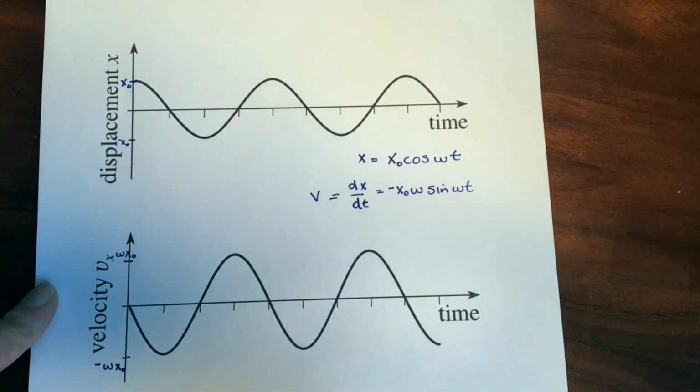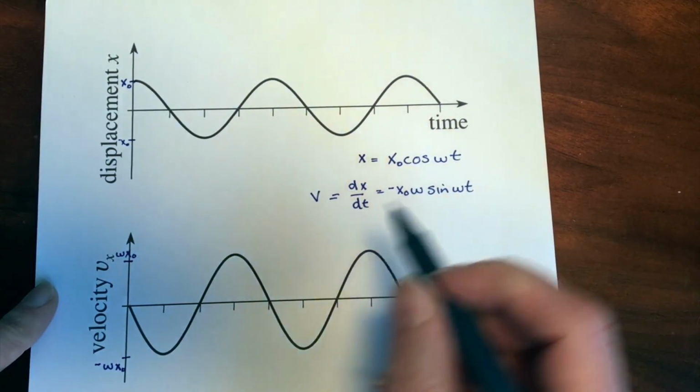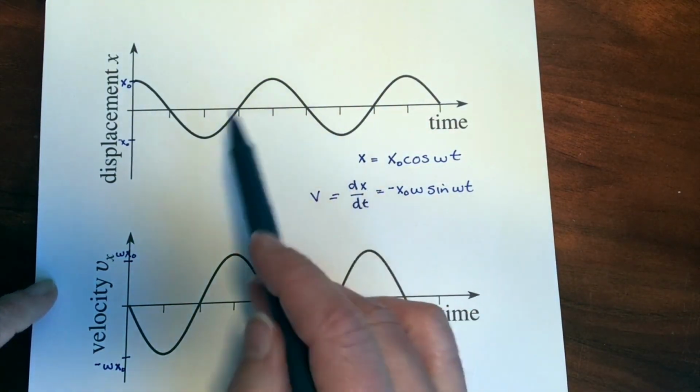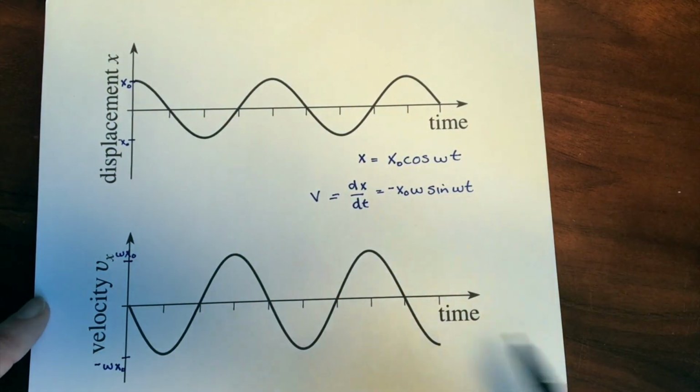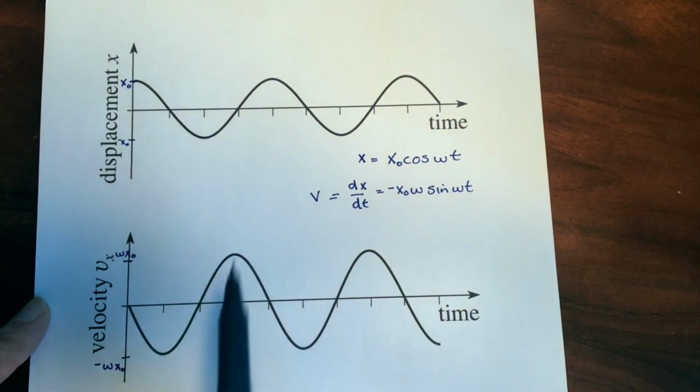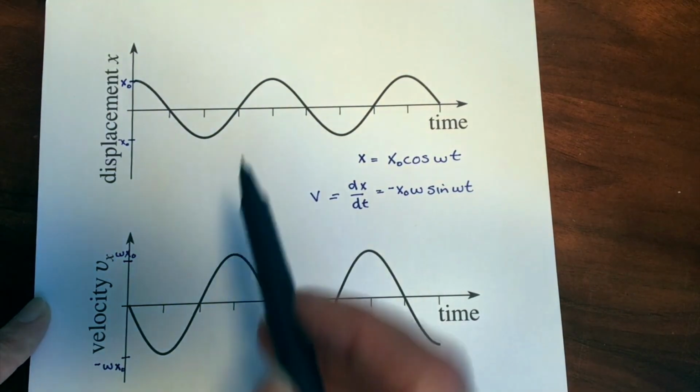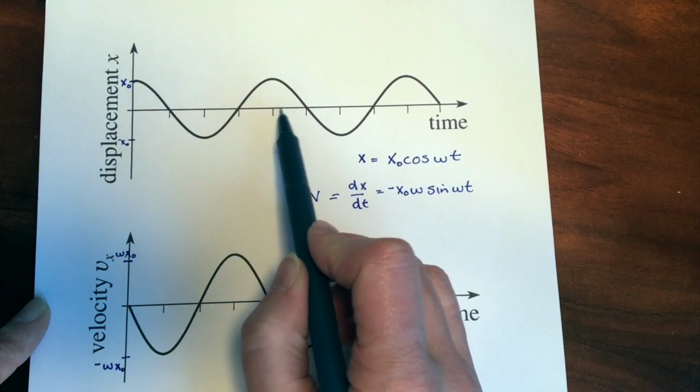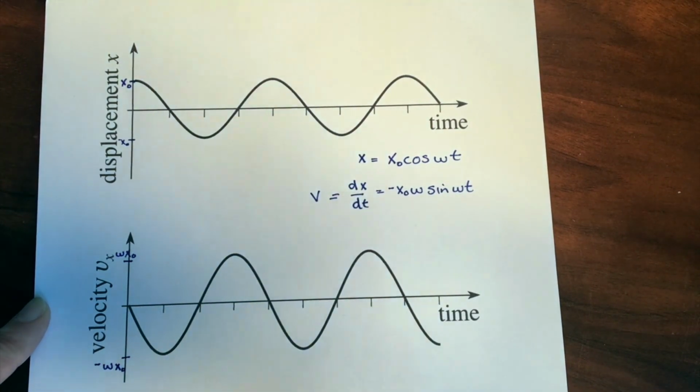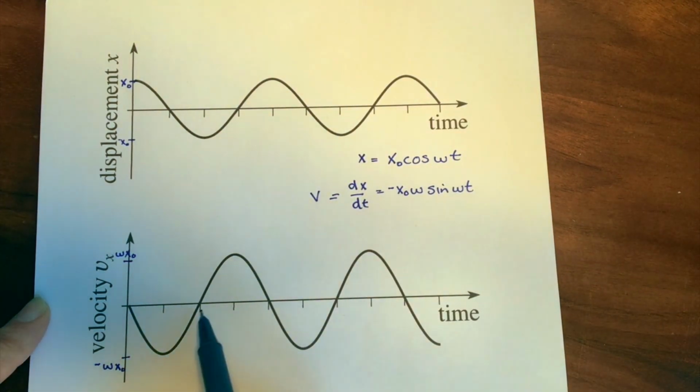Okay, but again, this omega is a constant throughout. Omega is a measure roughly of how close together these waves are, and that stays the same for the displacement and the velocity time graph. One wave takes 1, 2, 3, 4 periods of time, and one wave here takes 1, 2, 3, 4 periods of time.